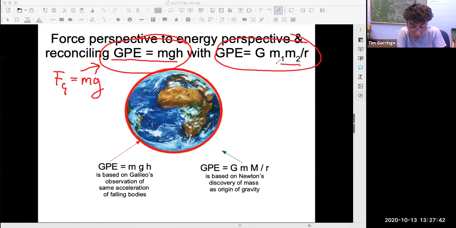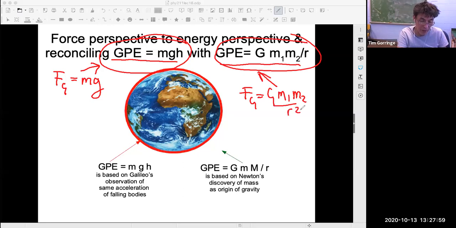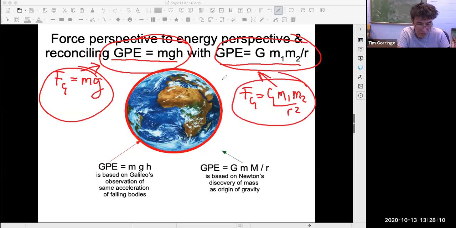Now I'm going to show you a new equation for the gravitational potential energy. It's this one here, and this one comes from the universal law of gravity. Just like we had to reconcile an old version of the gravitational force with a new version, we have to reconcile an old equation for gravitational potential energy with a new equation. But really the reconciliation we have to do for the energy equations is the same reconciliation that we had to do for the force equations.